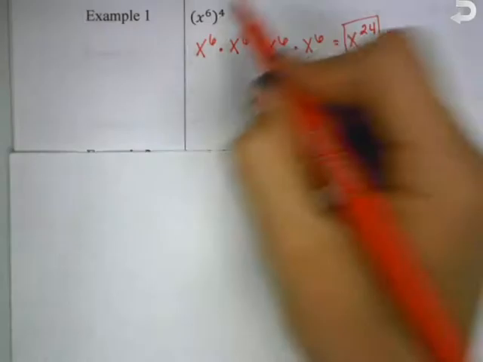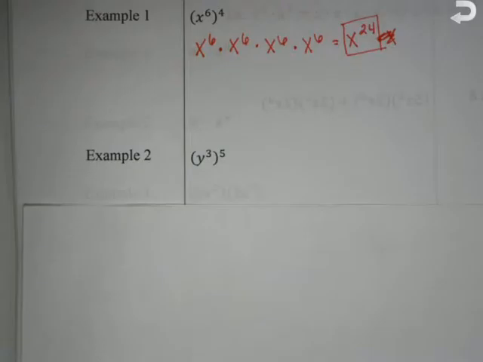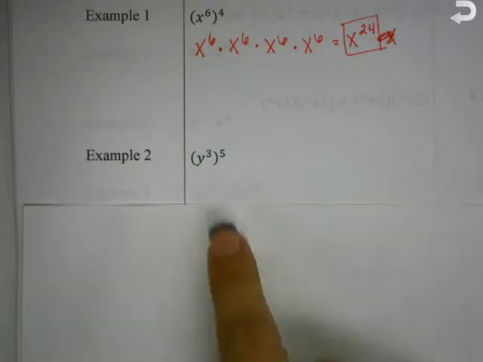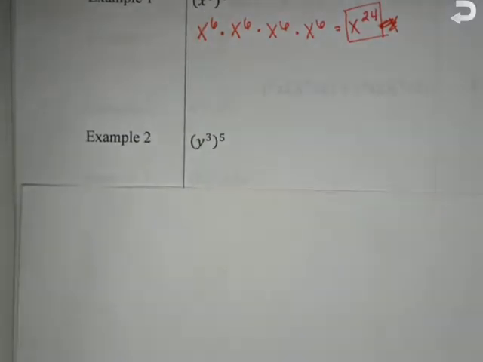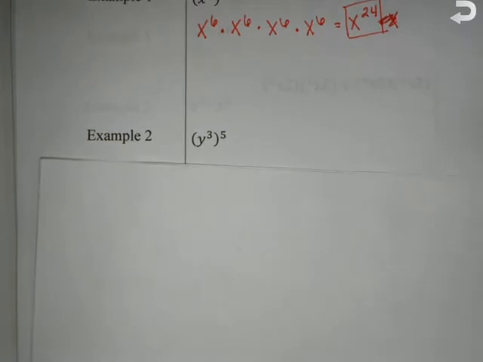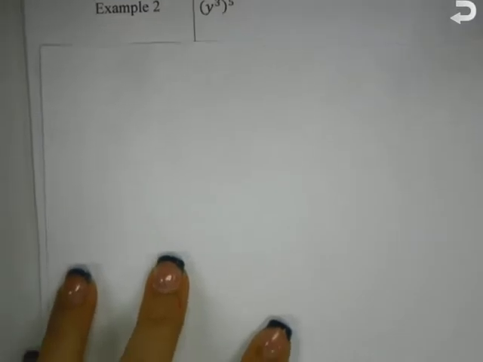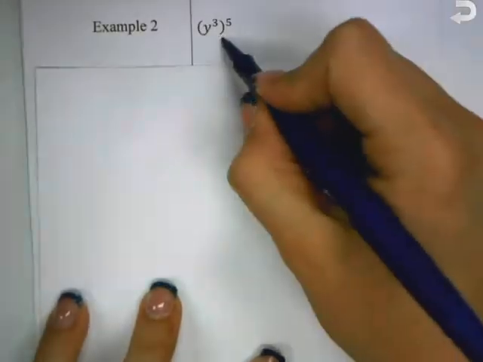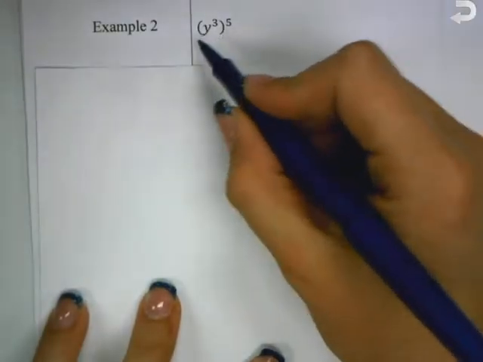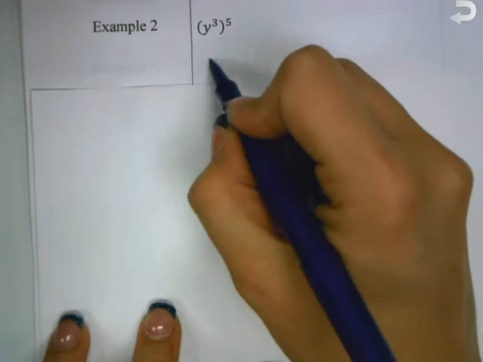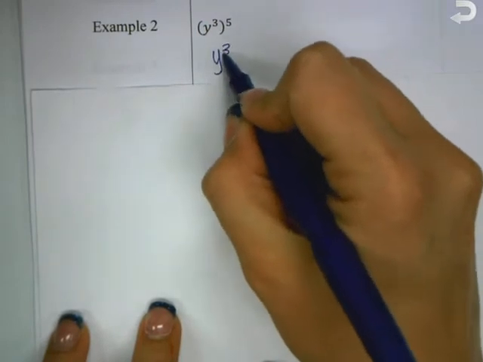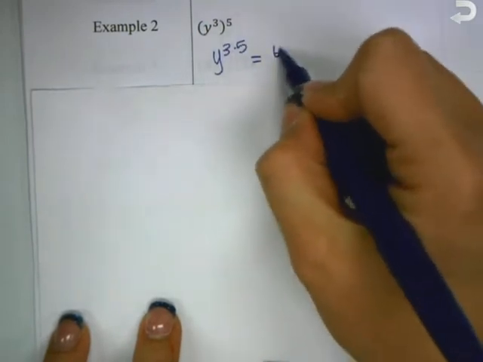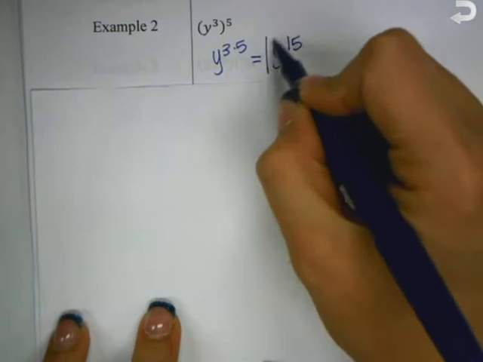Now to answer, so let's try this one. Y to the third, all to the 5th. I'm not going to write it all out this time because I see that I have two parentheses to an exponent. So I'm just going to multiply those exponents. So what would my answer be? Y to the 15. Y to the 3 times 5, which gives me y to the 15. Okay? Does that make sense, guys, those rules?